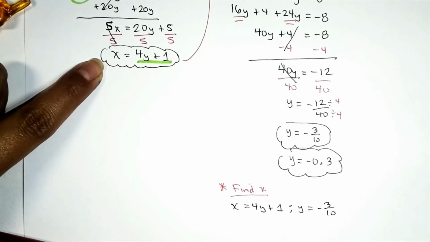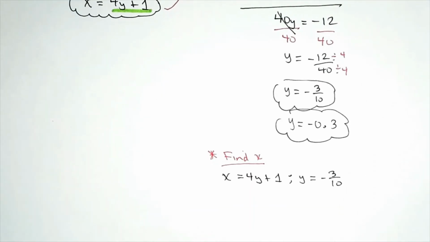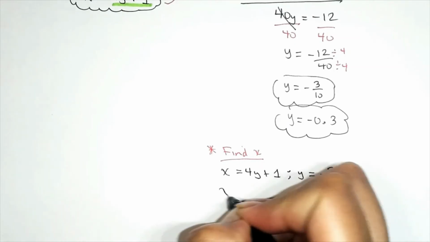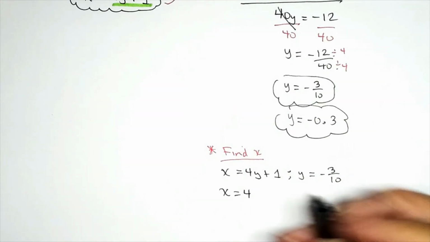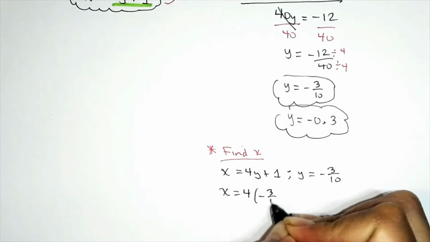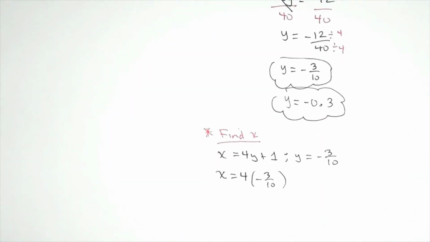Do we have to keep the fraction? No, you can leave it in decimal form. I should have left it in decimal form, but I'm an overachiever. So that will give us x equals 4 times y, which in this case we're substituting -3/10. I so regret not keeping the decimal, but it's okay, I'm sticking to my guns.